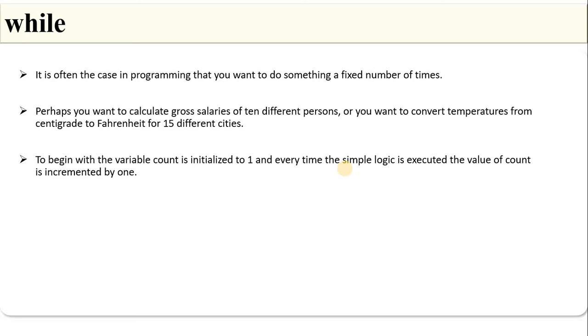Or if you want to convert a temperature from centigrade to Fahrenheit for 15 different cities, here the logic for converting centigrade to Fahrenheit would be the same, and that has to be repeated for 15 different cities. So basically here you will be initializing the counter to 1, and each time the logic executes, you will increment the counter by 1, and you will repeat these code blocks until the counter reaches the required value. Once the counter reaches the maximum value, you will come out of the while loop.